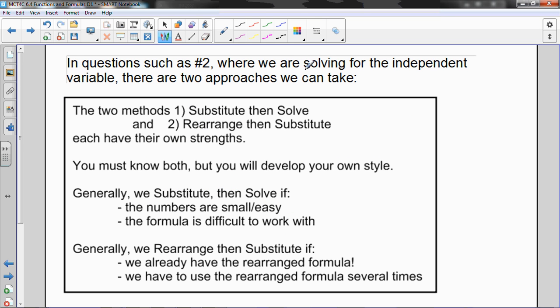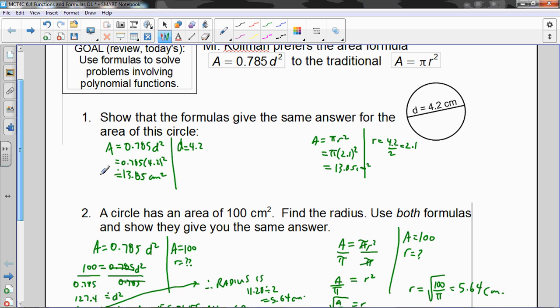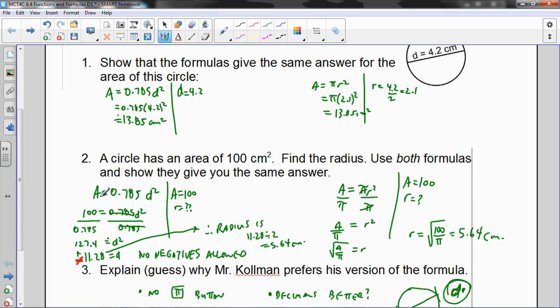So in questions such as 2, where we were solving for the independent variable, there are 2 approaches that we can take. And I actually did these 2 in this order too. We can substitute and solve, or we can rearrange then substitute. Each have their own strengths. Now, I'm going to go back and show you that I did actually that. There was the formula. I substituted in number 2, all the stuff I knew, and then I solved for the unknown, right? Basically, I made them all numbers, I substituted in, and then I solved for the last thing that was unknown.